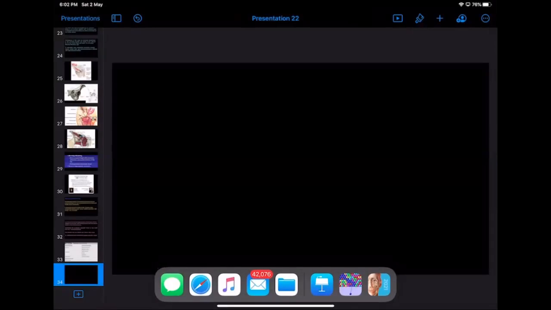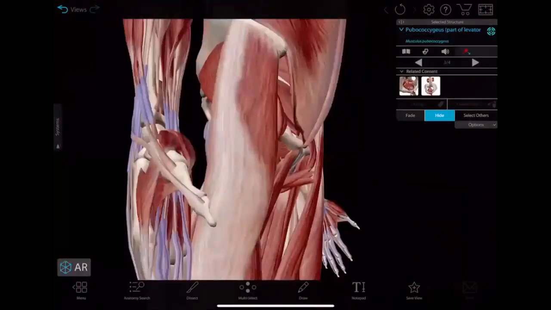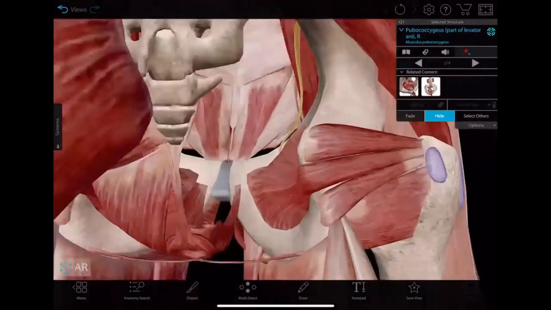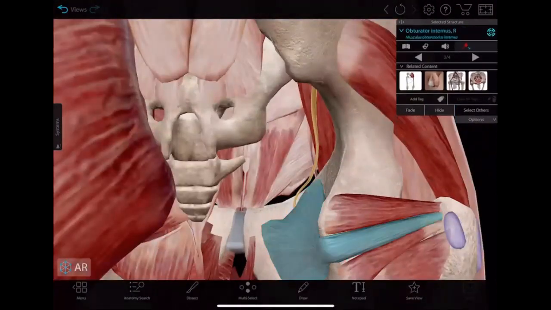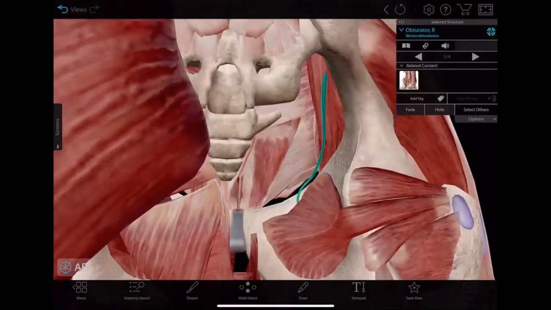So with that, that is regarding the obturator nerve now, right? That is the obturator nerve. Okay.